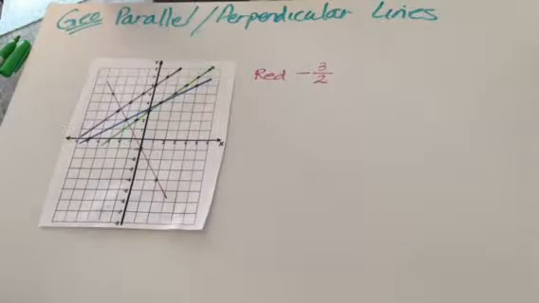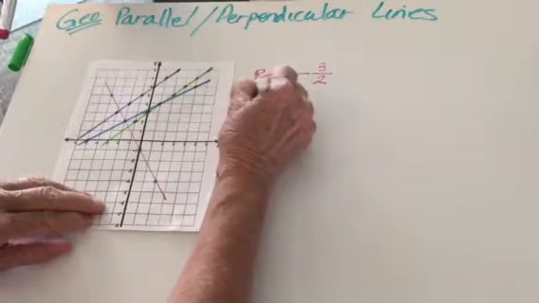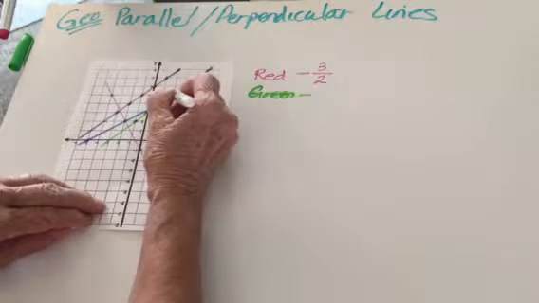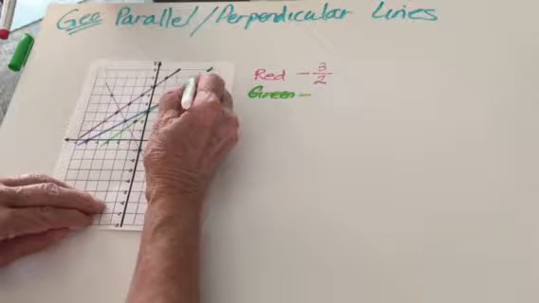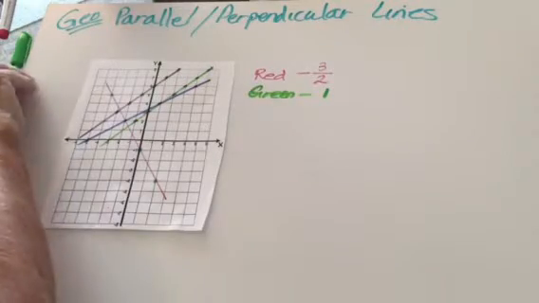Okay. Let's do the green line. Any of these points. Up 1, over 1, up 1, over 1, up 1, over 1. Well, that's just 1. The slope is 1 for the green.